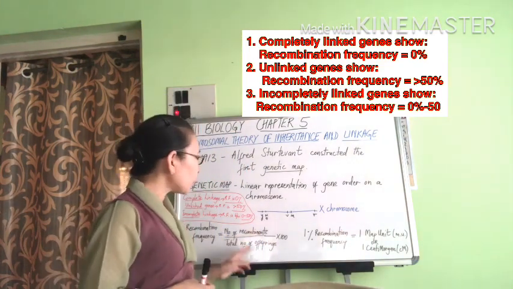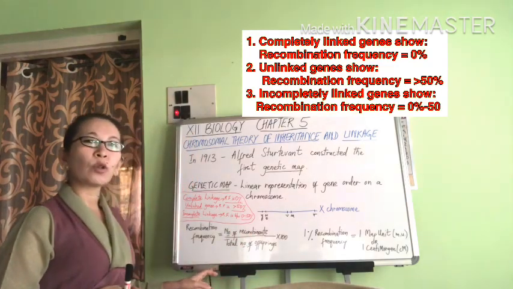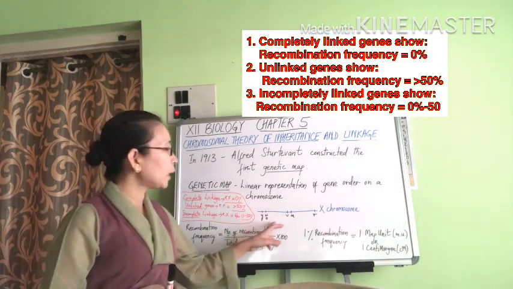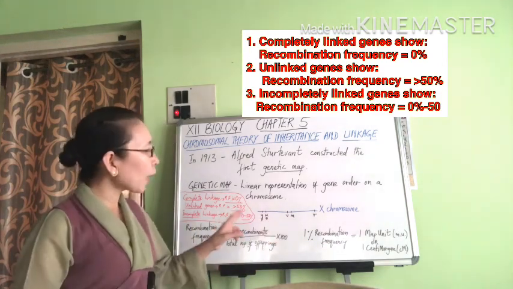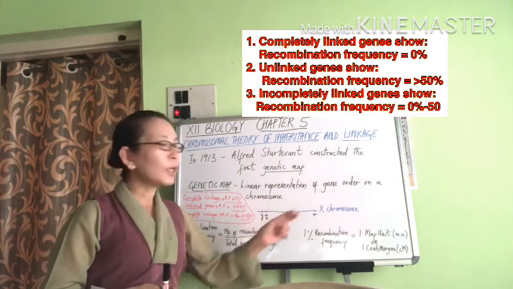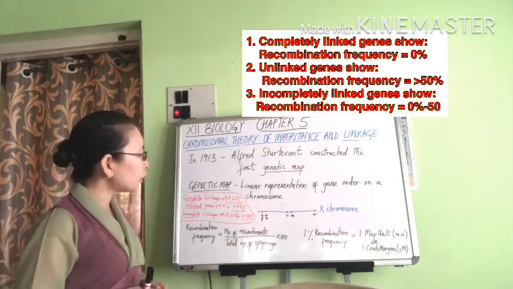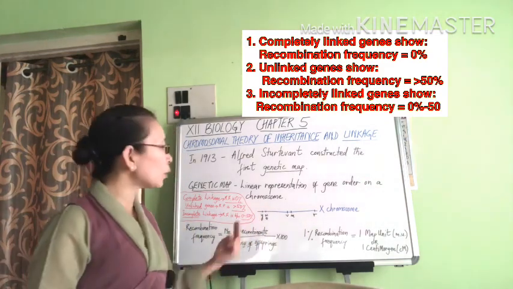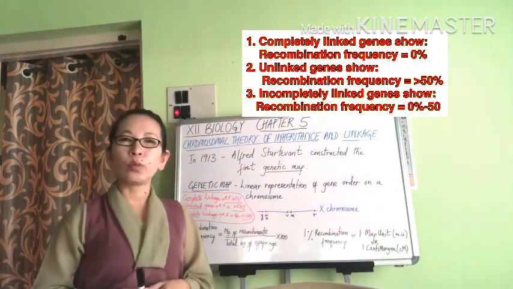By calculating the recombination frequencies of all of the gene pairs on the X chromosome, he constructed the map of 6 of the genes on the X chromosome. By working out these gene pairs, he was able to arrange the sequence of these genes on the X chromosome.